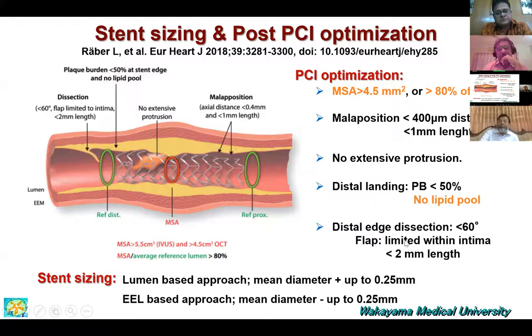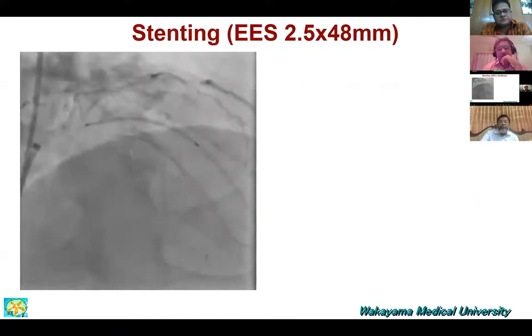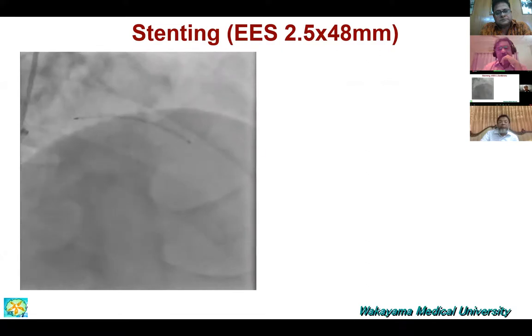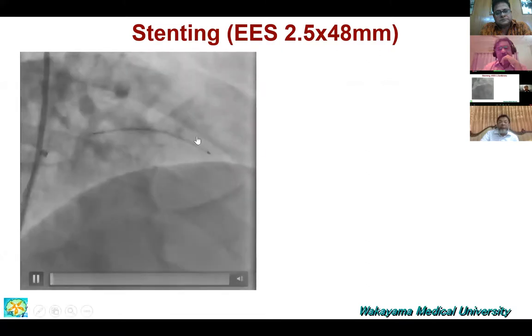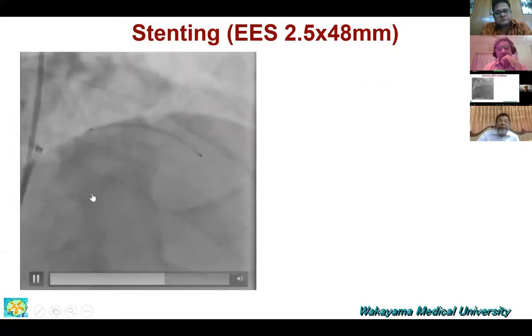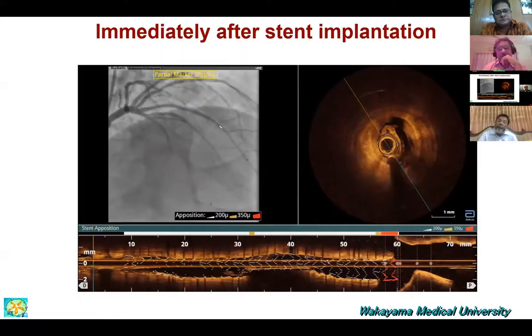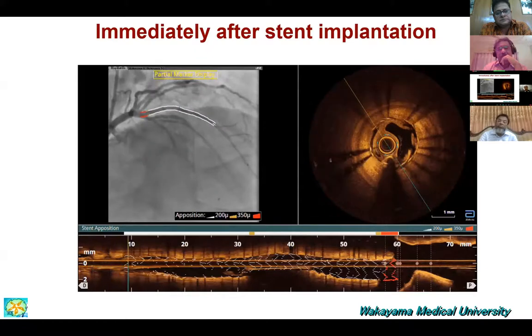If there is a big dissection, you try to put an additional stent in the distal portion. Therefore, if you select a bigger size of stent, you try to put the stent very gently to avoid distal edge dissection, right? And after recanalization, we tried to put the stent, EES at 2.5 by 48 millimeter. We tried to adjust the proximal site based on the angiocoregistration and then post dilate in the proximal site. And then this is post stent implantation.